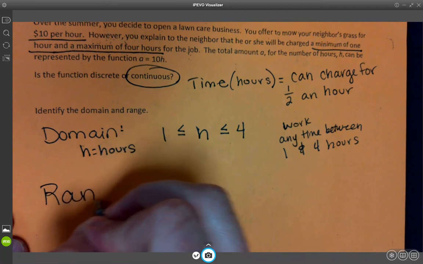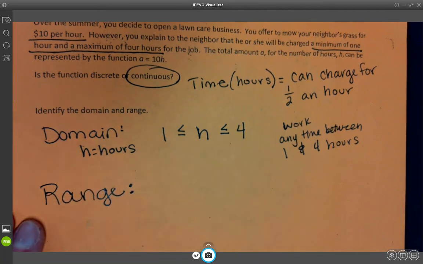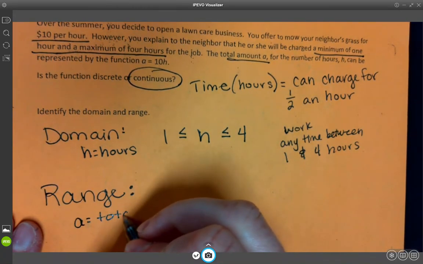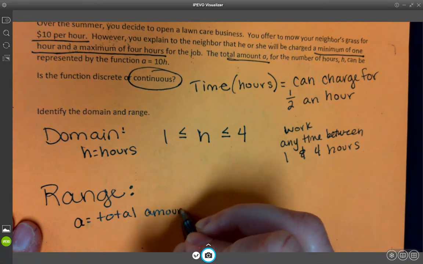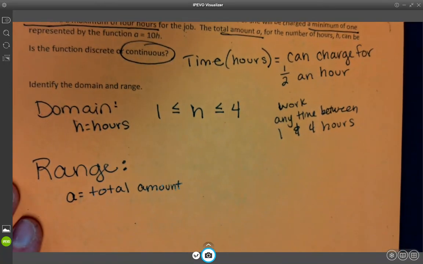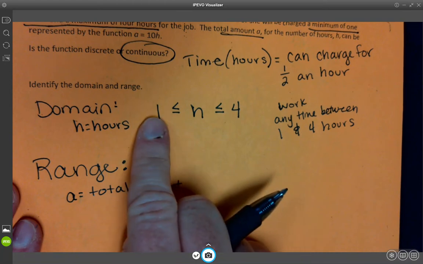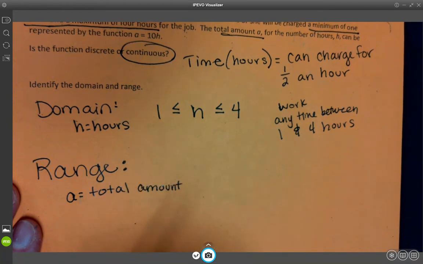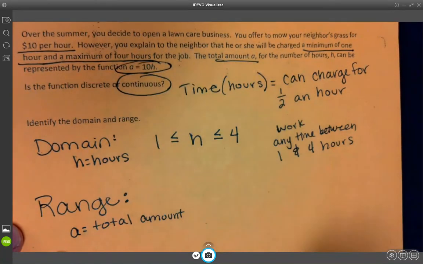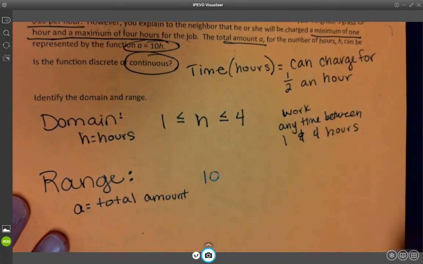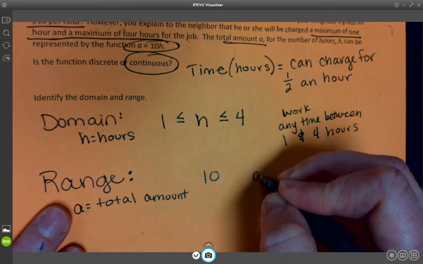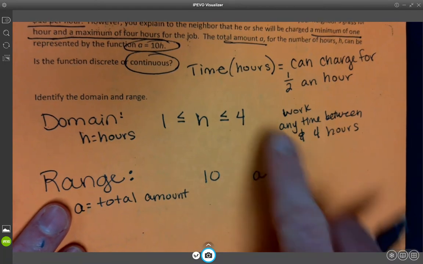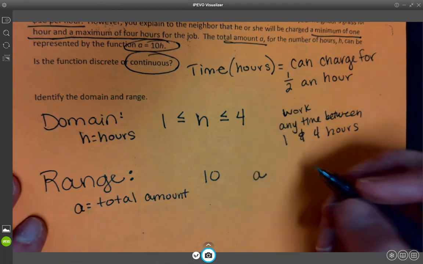Our range, what variable does it say our range is going to be? A, total amount. So we need to match up the 1 with a value. For 1 hour, how much is it going to be? $10, because we have this right there. So A is between $10, and what's the maximum amount he's going to charge? 40, because 4 times the $10 per hour is 40.